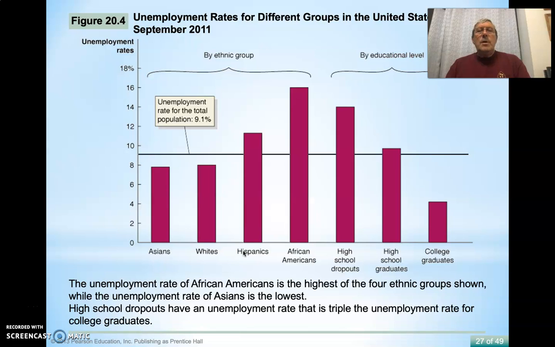So these are the unemployment rates for different groups in the United States. This was September 2011, so it's been a little bit of time. But you can see the different categories by ethnic group and by educational level. And this is unemployment rates.